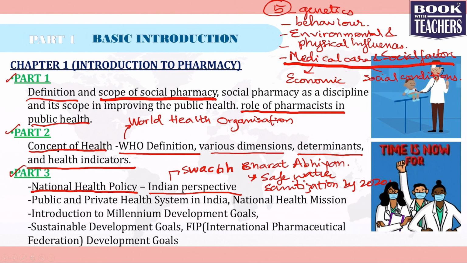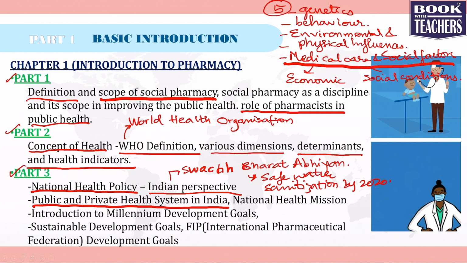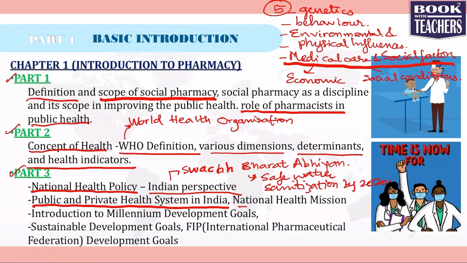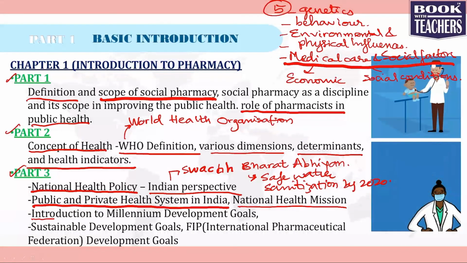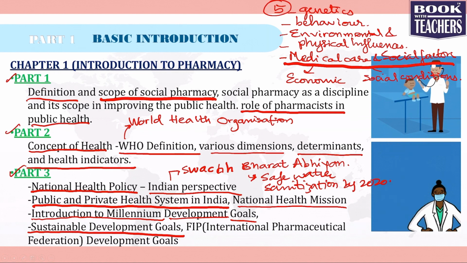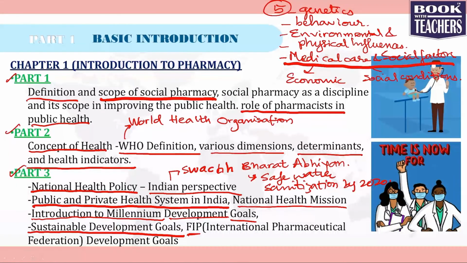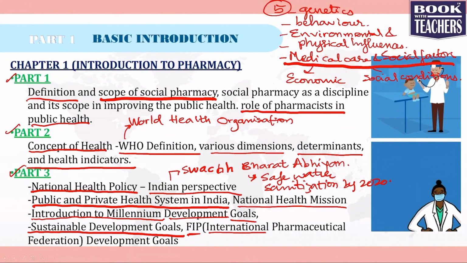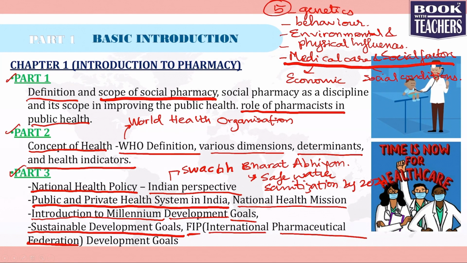We'll also be learning about public and private health systems in India and also the National Health Mission. Further, we'll be learning regarding the introduction to Millennium Development Goals. And then we'll be learning about Sustainable Development Goals and also about FIP. Now, what is FIP? It is the International Pharmaceutical Federation. What it is and what its roles are is what we'll be learning.